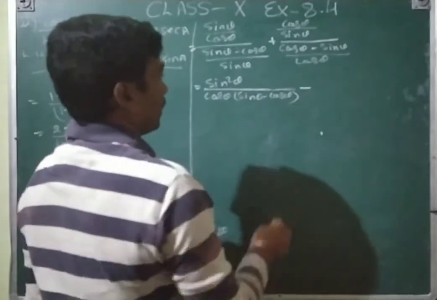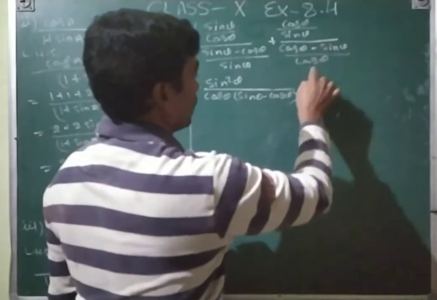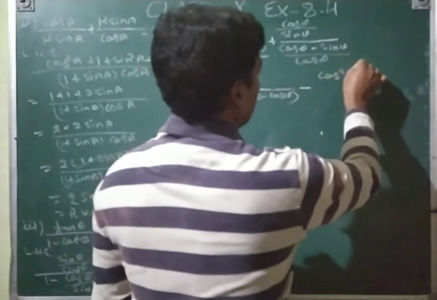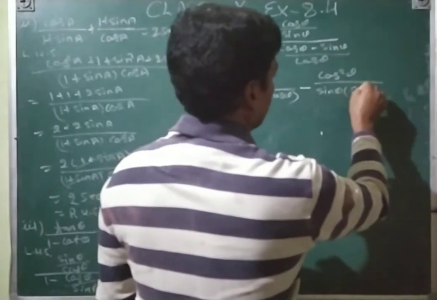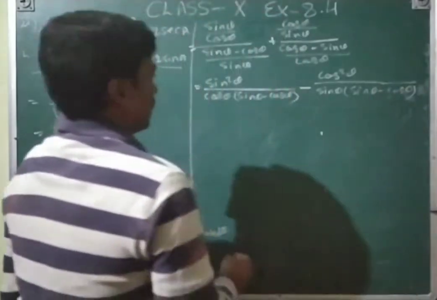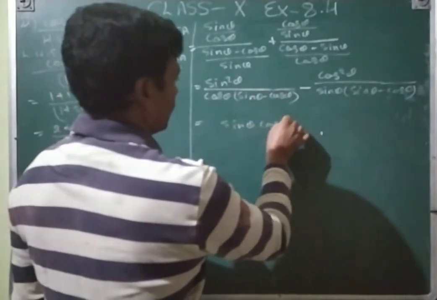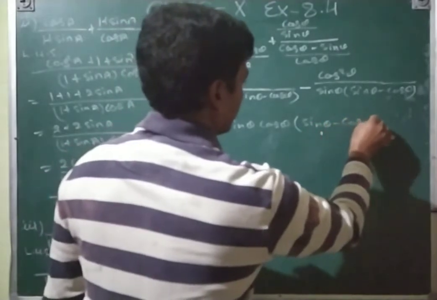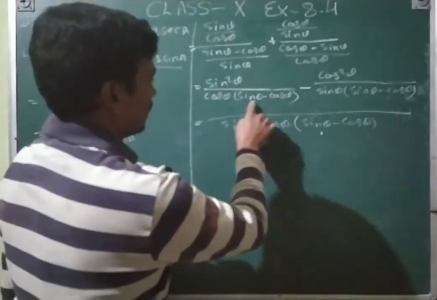Why I have written here minus? Because this is sin minus cos, or this is cos minus sin, so this will be converted by this sign, so that similarly this will be also, and then sin theta minus cos theta. Now LCM, that is sin theta cos theta and bracket sin theta minus cos theta.